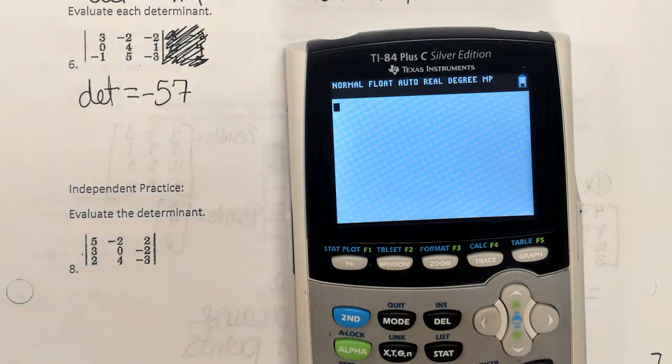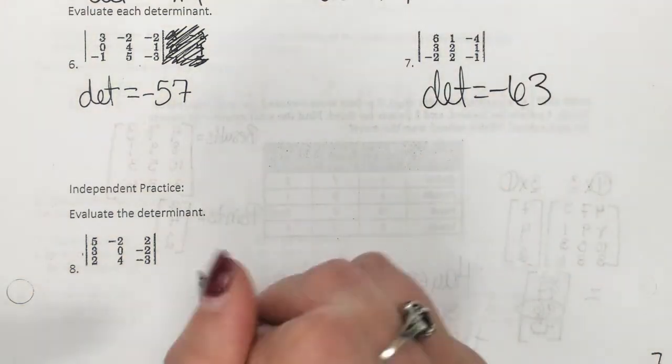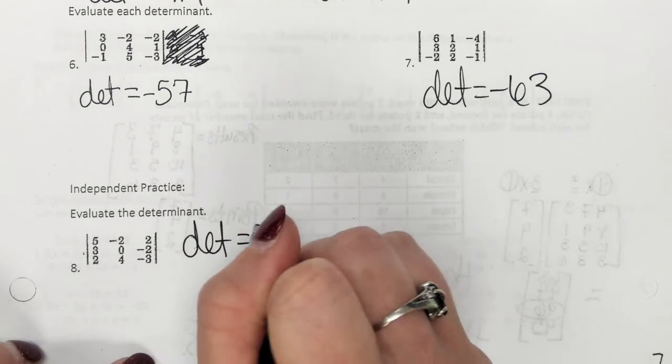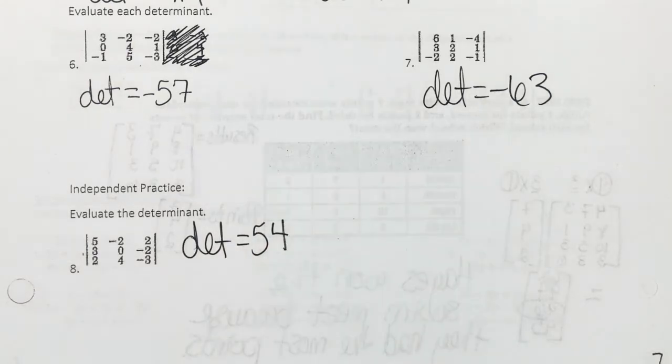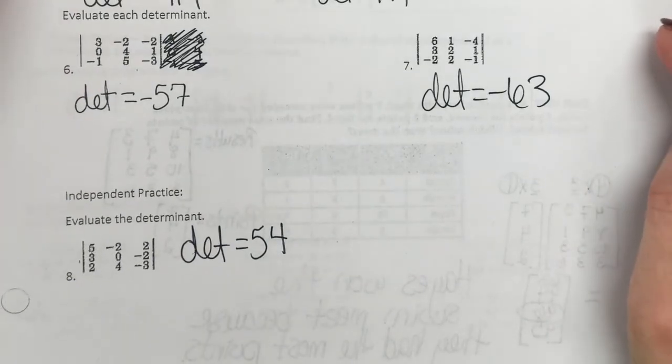All right, what'd y'all get? 54. Very good. Anybody need help? Y'all okay? Easy stuff? Be thankful you have a calculator because it's not easy without one. All right, let's go ahead and flip over real quick.